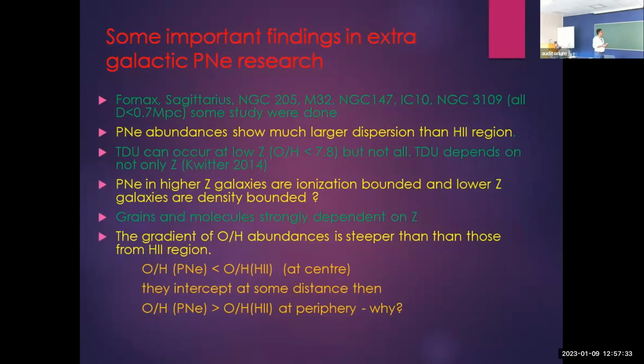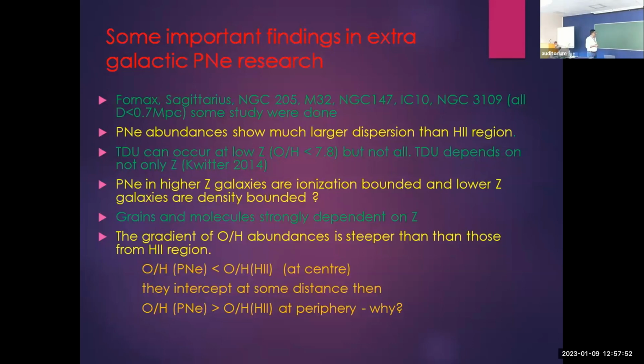And third, they occur even at very low metallicity, below an average of something like 7.8. But it is not the case for every observation. So the 3D is not actually dependent only on metallicity. There are some other factors. What are they? We have to see that actually.